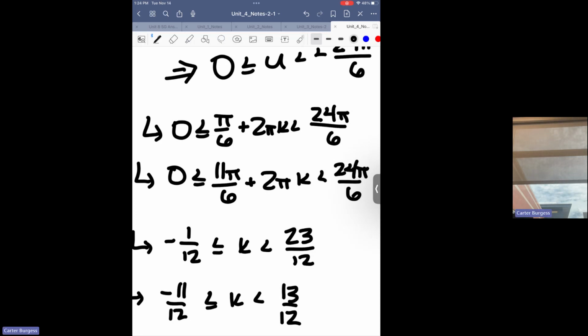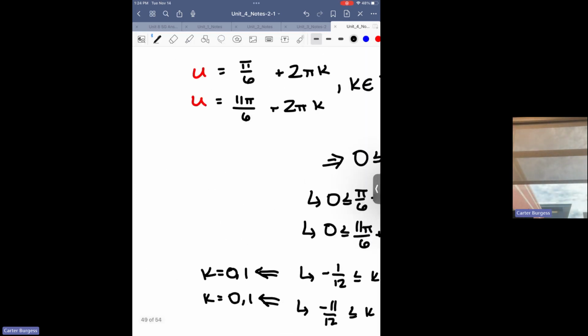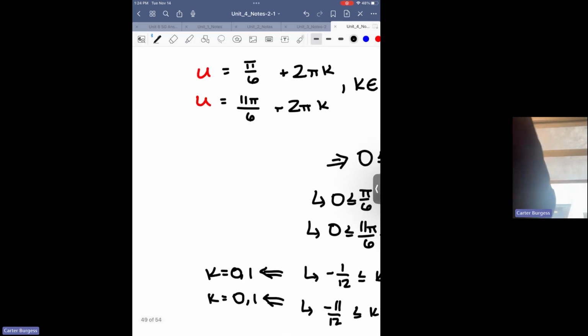And then same thing for the other one, but of course subtracting 11 pi over 6 rather than pi over 6 and then dividing by 2 pi. You're solving for k. What would you do to isolate k here? Subtract pi over 6 from everything, divide by 2 pi for everything, and that should give you these constraints. So this works, this is fine. These are the values of k, and then we could plug in those values of k and see what the values of u are.